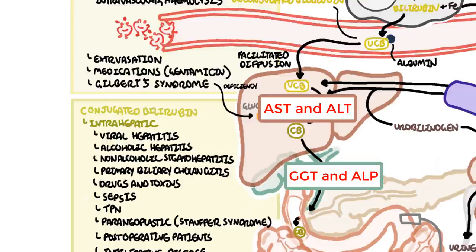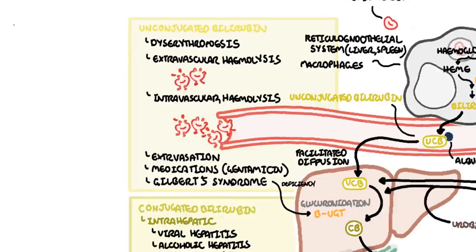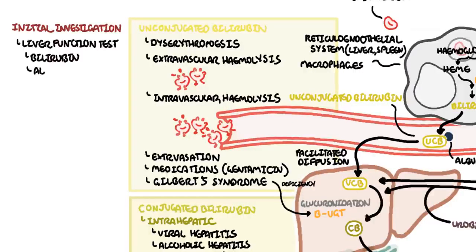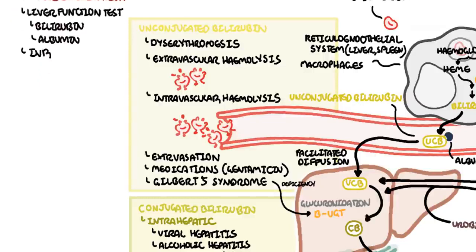So if AST and ALT go up, this signifies liver tissue injury. If GGT and ALP go up, this signifies biliary tract injury or intrahepatic biliary duct problems. The initial investigation to order in someone with jaundice is the liver function test, including bilirubin, but also albumin, and also checking the international normalized ratio, or INR. The bilirubin can then be further differentiated into conjugated bilirubin or unconjugated bilirubin.